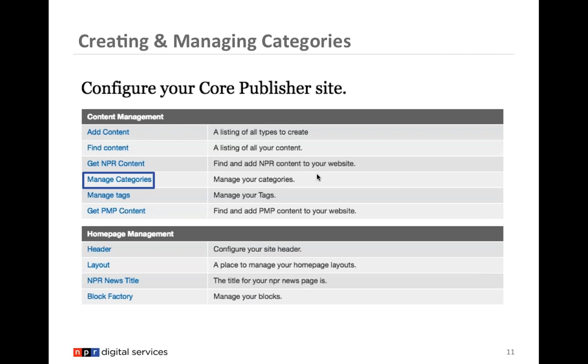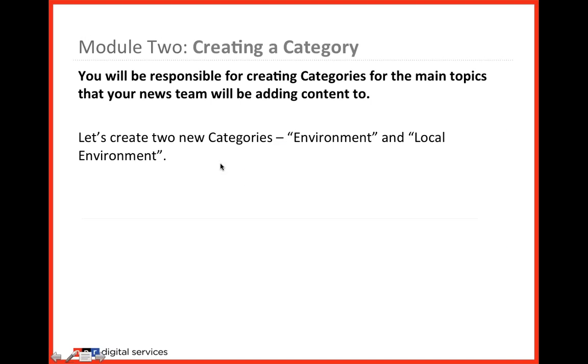So when you go to create a category, you're going to start out at that Configure Core Publisher page. So let's all log into our sites now and take a look at actually creating categories. For this exercise, we're going to create 2 categories. So this is our first exercise of the webinar. We're going to be creating 2 new categories on our Core Publisher site: environment and local environment. And these are categories that you can delete once we're done with the webinar. We're just going to do this for our exercise today.